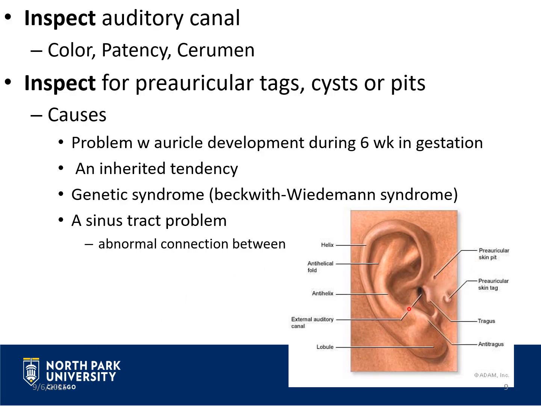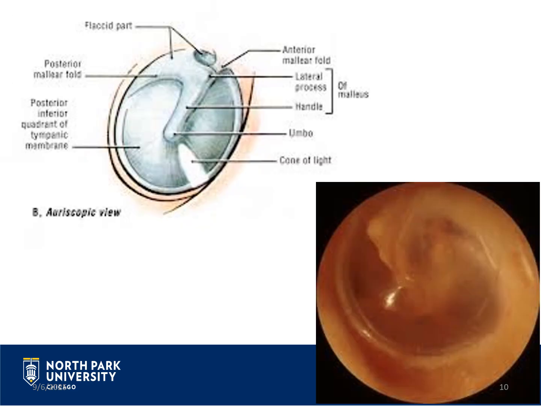Here, you see this pre-auricular skin pit, and here is a pre-auricular skin tag. This is a sinus right here. A sinus is like a pocket. Those things can become infected. It's an abnormal connection, and it can become infected.